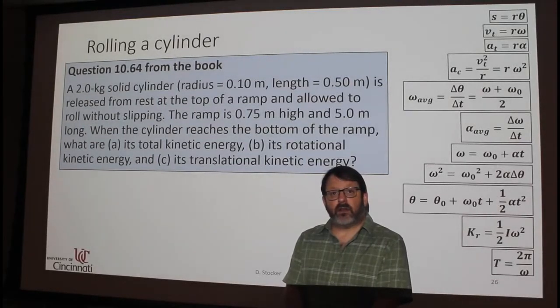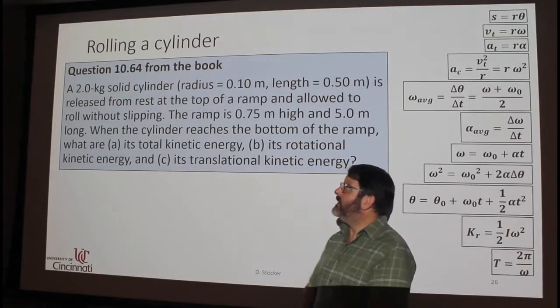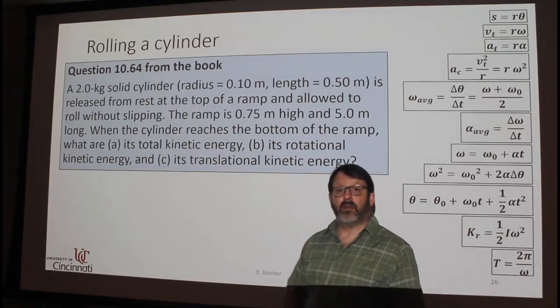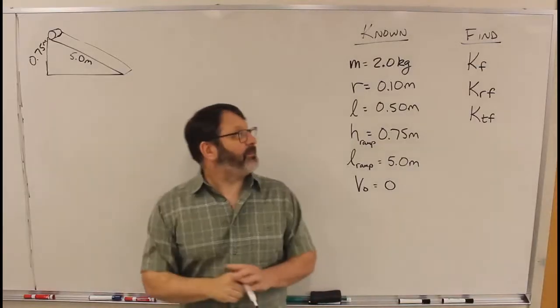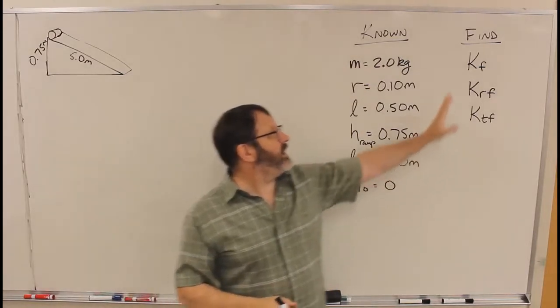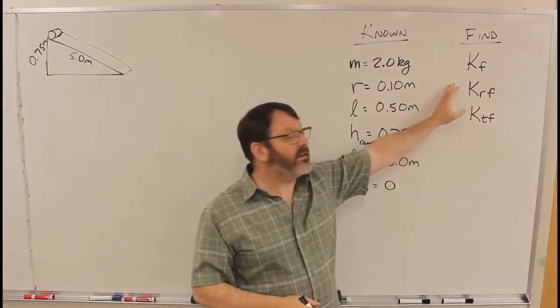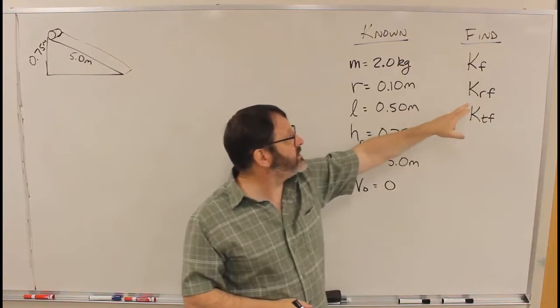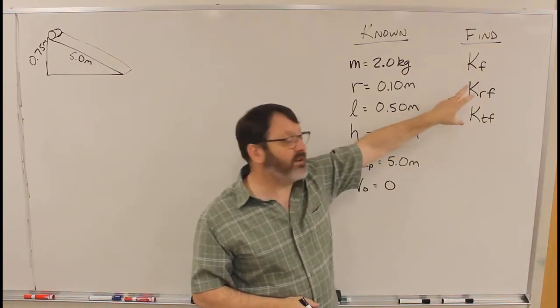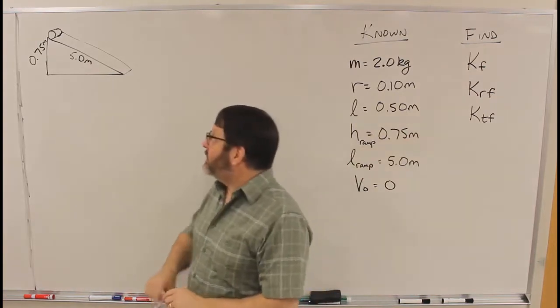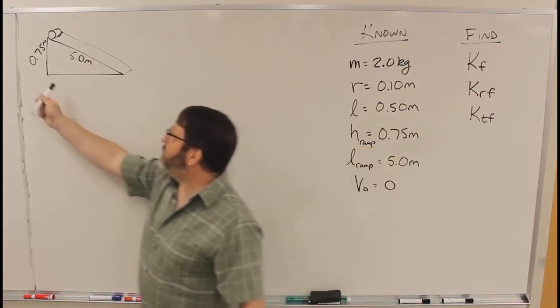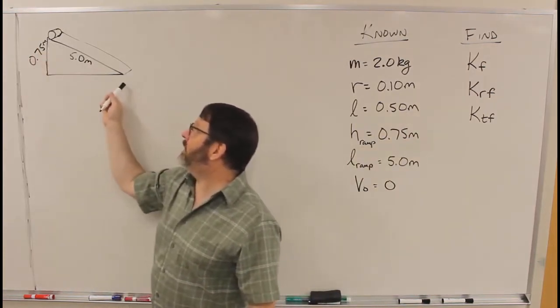In this video, I'll give an example of a cylinder rolling down a ramp, looking at the kinetic energy. So I've started with a drawing, a list of my knowns and the unknowns, things I need to find. So we're looking for final kinetic energy and how much of that final kinetic energy is rotational, how much is translational. So in my sketch, I've drawn the height of the ramp and the length of the ramp.